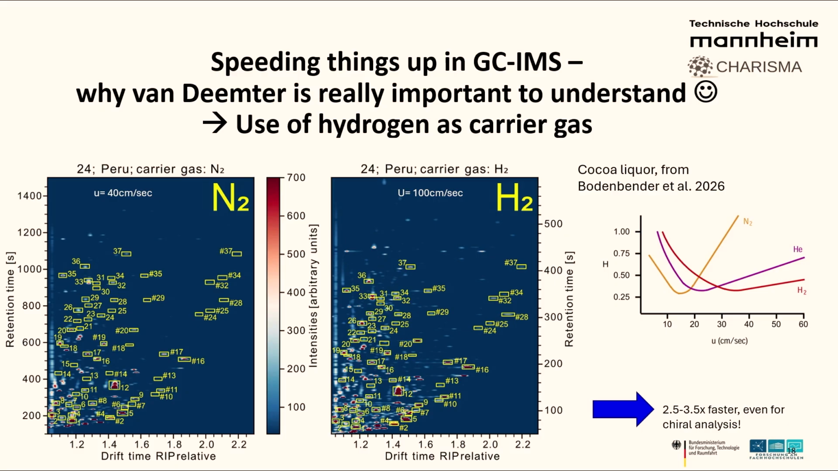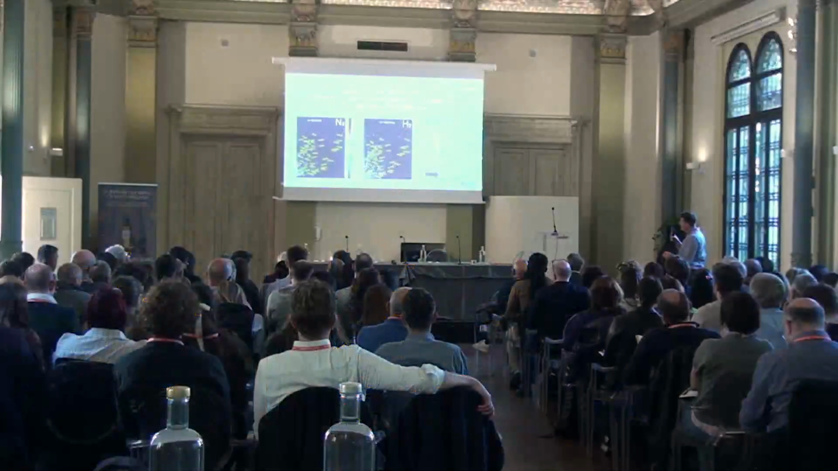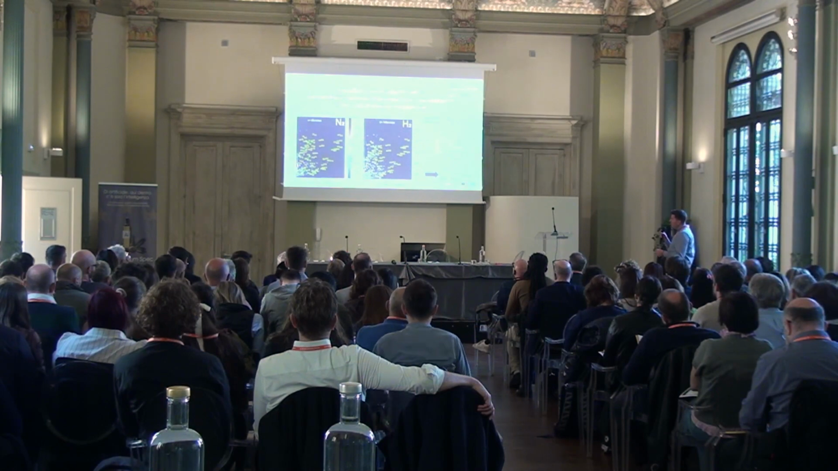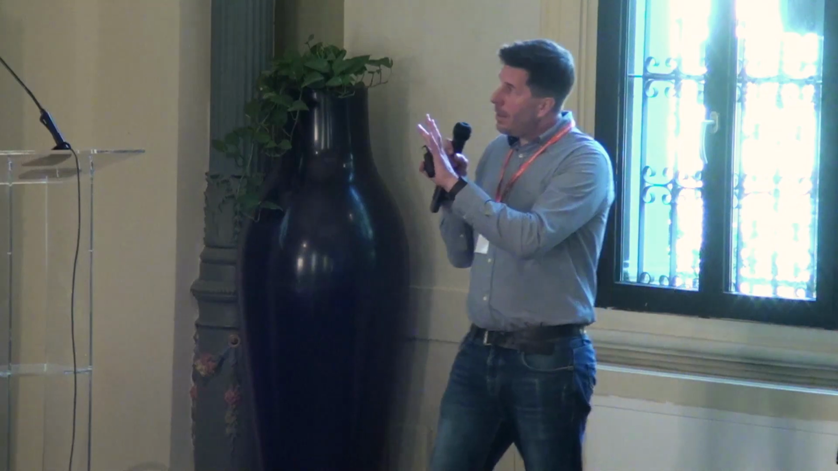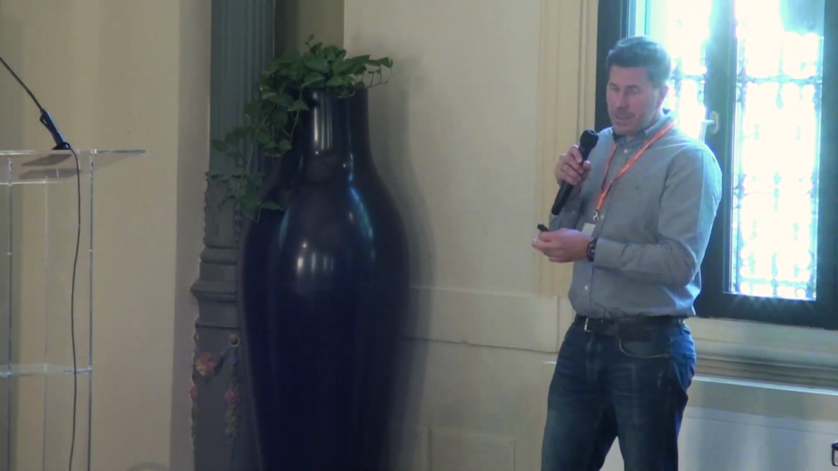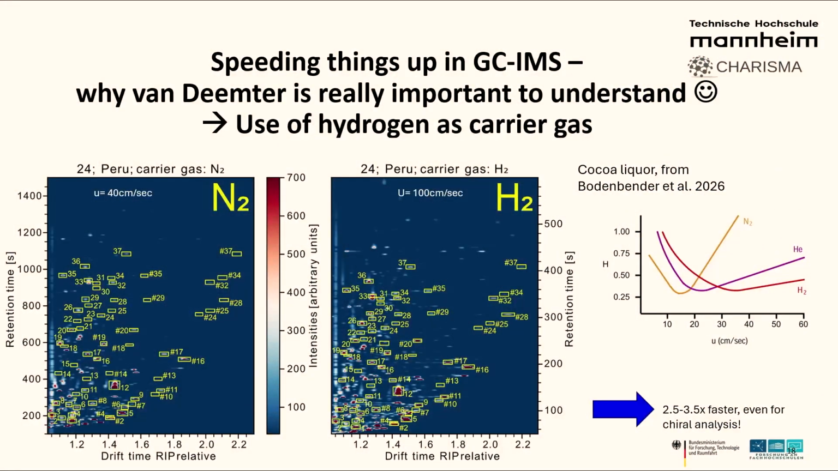And you see, this is roughly 1,500 seconds here in nitrogen, and this is just 500 or 600 seconds with hydrogen. So we can easily go up to 2.4. We even did analysis with 150 centimeters per second and still got a reasonable separation. Why? Because the Van Deemter function is so flat. So it's even possible to do chiral analysis. We did chiral analysis in 10 minutes, baseline separated. It's amazing. And why? Because GC-IMS is extremely tolerant towards hydrogen.